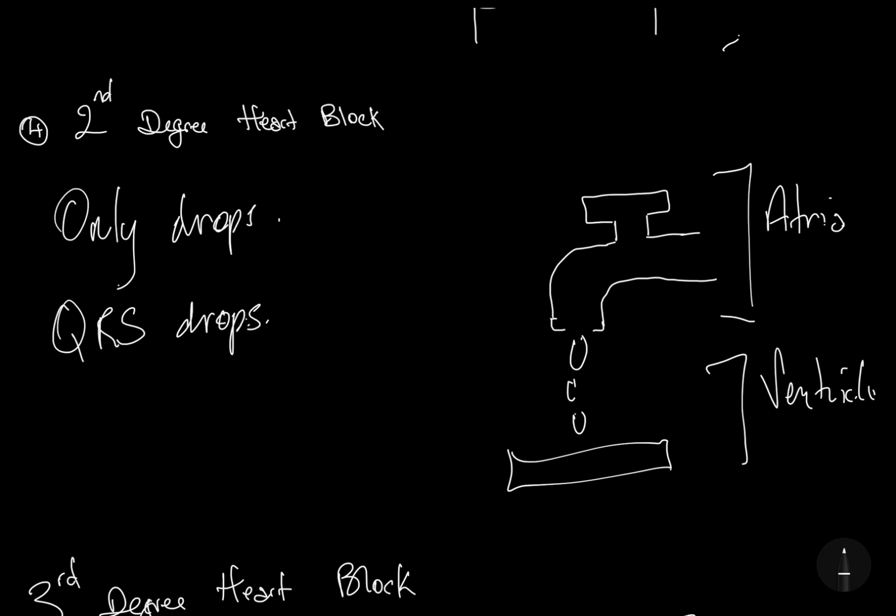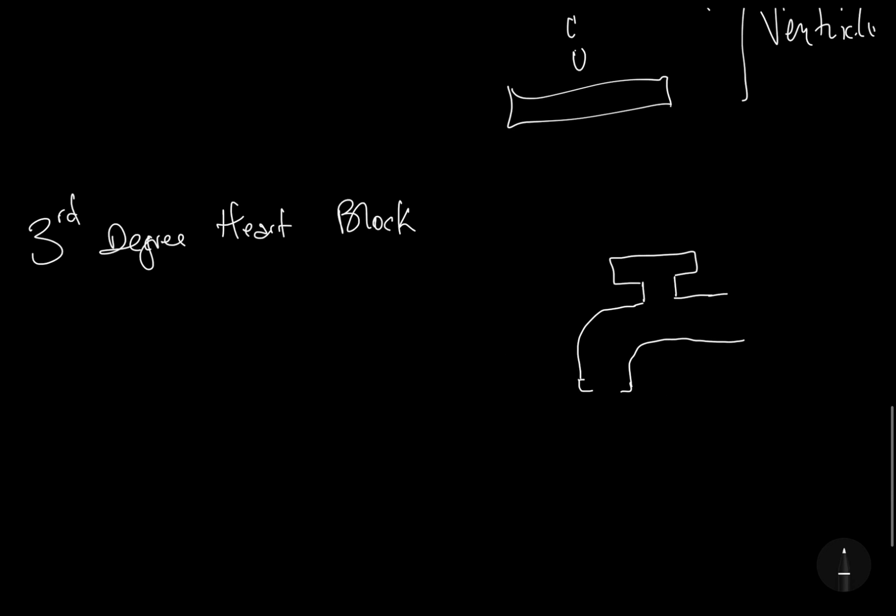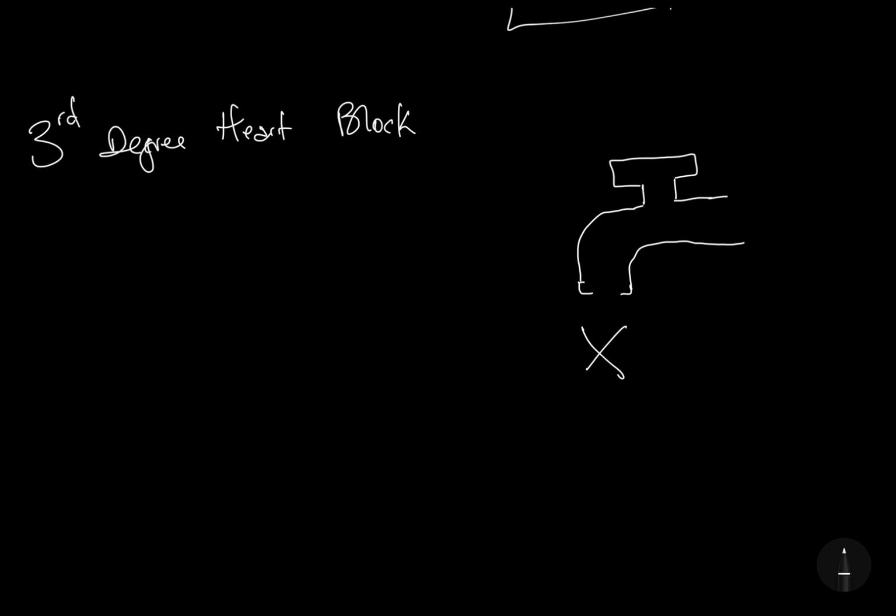All right, and third degree heart block, I'm sure you're seeing the pattern here now. Go a bit further in turning the faucet off, and obviously, there's nowhere to go from there. There's no other pattern from here. No water comes out of the faucet.